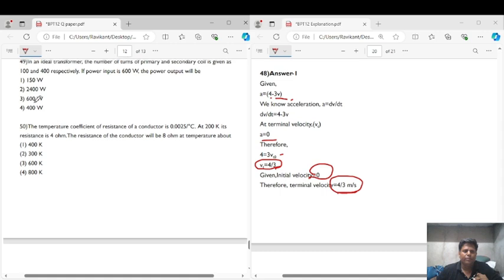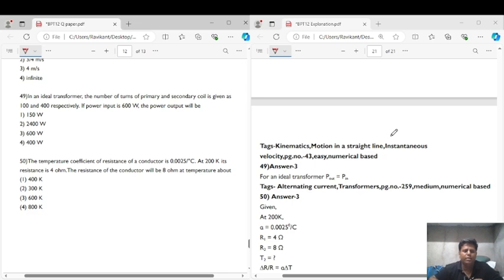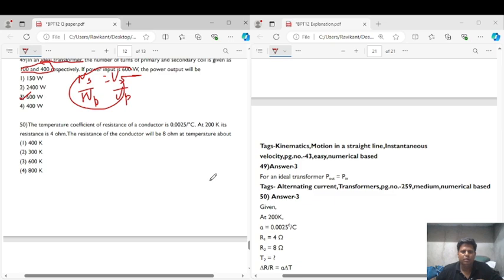Question 49. In a transformer, the number of turns of primary and the secondary coil is given as 100 and 400 respectively. The power input is 600 watt, the power output will be? See, for an ideal transformer, power input is always equal to the power output. Then only we get the transformer ratio as NS upon NP is equal to VS upon VP. This is possible only when the power input is equal to power output. So the correct answer for question number 49 will be option 3, that is 600 watt. It's an ideal transformer, so power output will be equal to power input.